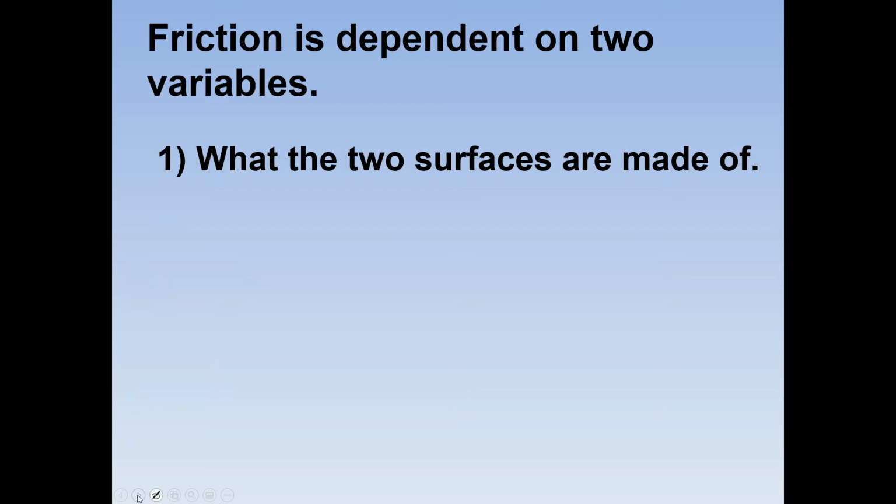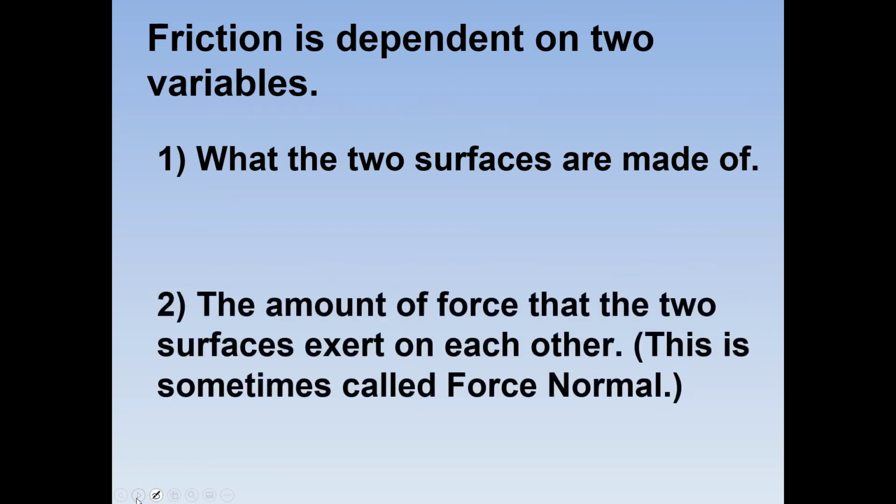The other variable that force friction is dependent on is the amount of force that the two surfaces exert on each other. This is sometimes called force normal. So the idea of the two surfaces pushing into each other, we've already dealt with a few times. We've talked about force normal, how force normal can increase or decrease, and we've discussed force diagrams. However, how the materials come into play mathematically is going to be new to you, so let's talk about it.